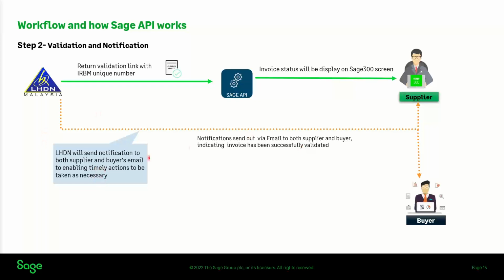And according to them, the reason why they send the notification to both parties is because they want to enable timely action, so that both parties can take action on this.